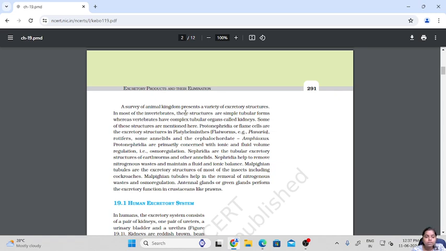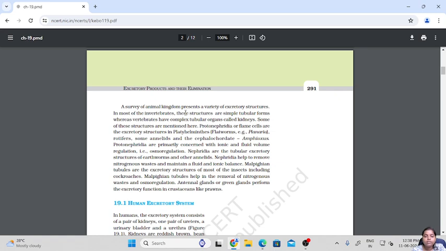Then rotifers, some annelids and the cephalochordate Amphioxus also have protonephridia, which are primarily concerned with ionic and fluid volume regulation, that is called osmoregulation. Osmoregulation is related to the regulation of ionic and fluid volume. So nephridia are the tubular excretory structures of earthworms and other animals. Mainly the earthworms have excretory structures called nephridia.